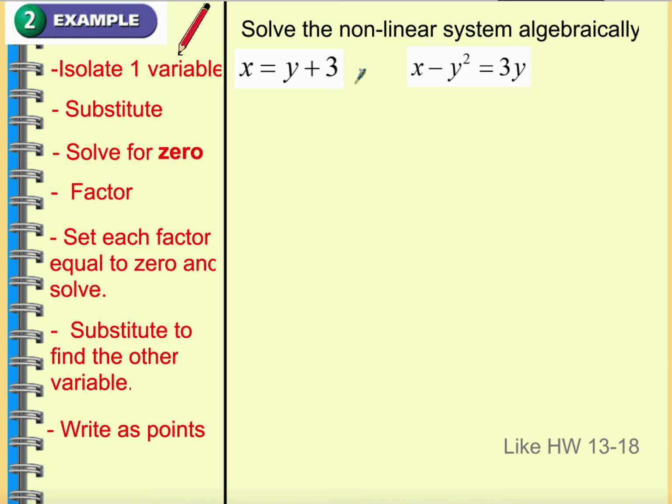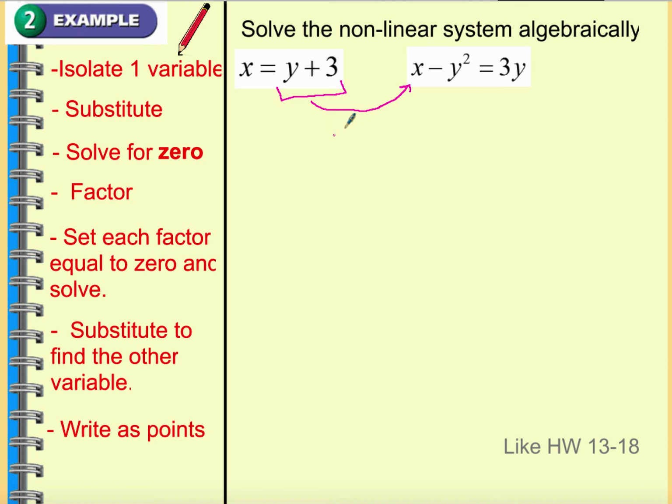So our directions do ask us to solve this algebraically. So again, I'm going to use substitution because I already know what x is equal to. They've given us that x is really y plus 3. So I'm going to take this value that x is really y plus 3, and I'm going to use it in my other equation where the x was. So I'm just going to substitute it right on in there.